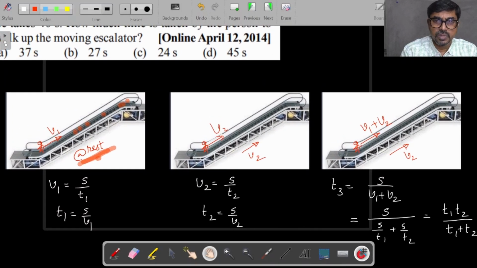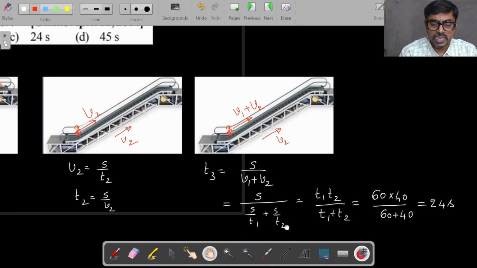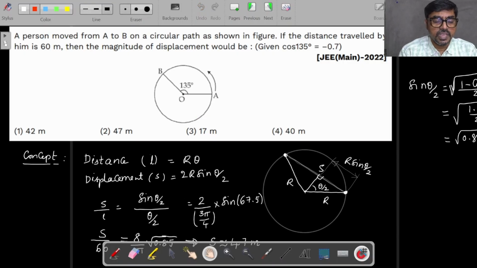Now let's do the simplification. Calculate t1 from the first, t2 from the second equation, and substitute in the third equation. t3 equals s by v1 plus v2. s by t1 is v1, s by t2 is v2. So s will get cancelled out anyway. You will get t1 t2 by t1 plus t2, like a harmonic mean, but exactly it is not the harmonic mean because the 2 is missing there. But anyway, you can simplify it. It's a very simple question, and you should not miss this kind of question. So you will get 24 seconds as the time there. Right, next question.